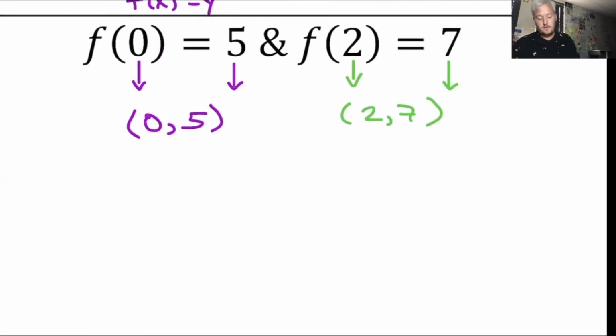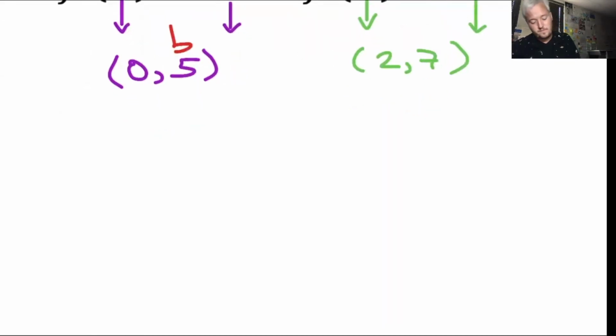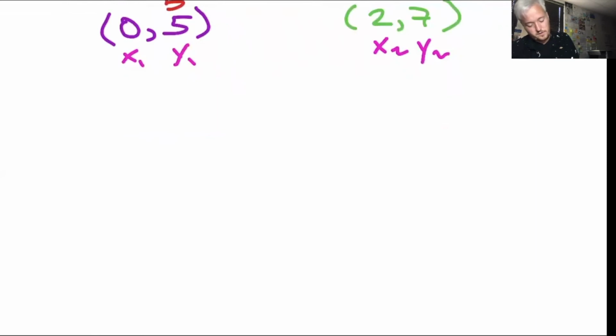Luckily for us, this is also a y-intercept. So this is your b value, which means the only thing we need to find is the slope. So I have my x1, y1, x2, y2. To find the slope, once again, y2 minus y1 over x2 minus x1.